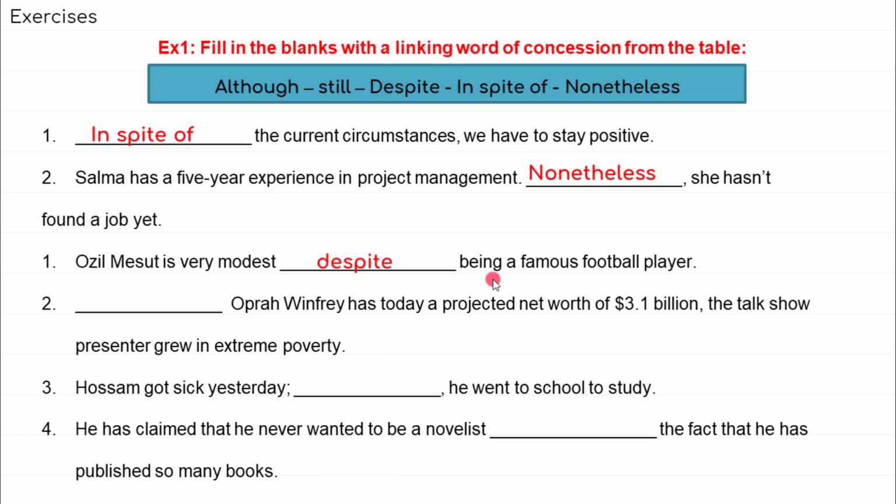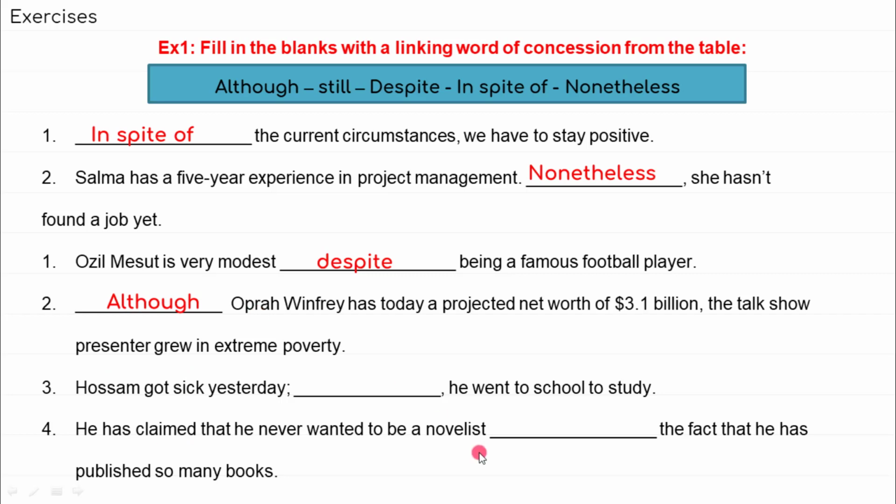Number 4. Oprah Winfrey has today a projected net worth of $3.1 billion. The talk show presenter grew up in extreme poverty. So Oprah Winfrey is a subject and has is a verb, so we've got here a clause. The only linking word that comes at the very beginning and is followed by a clause is although.